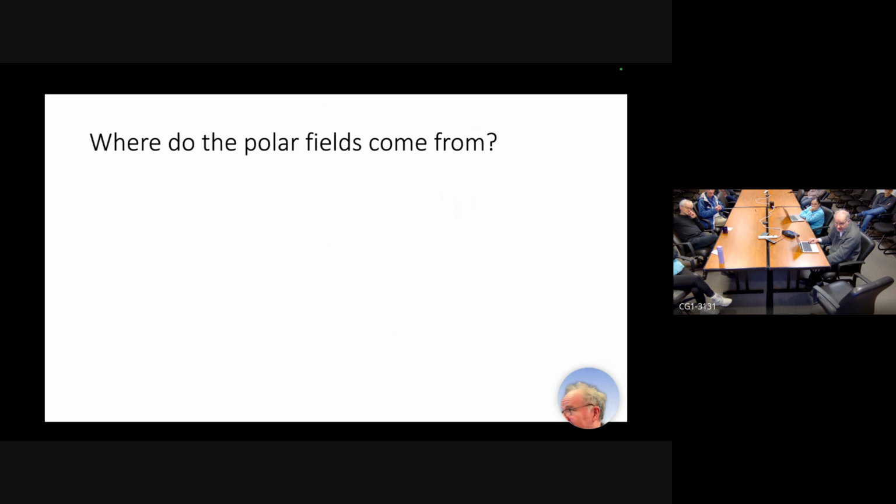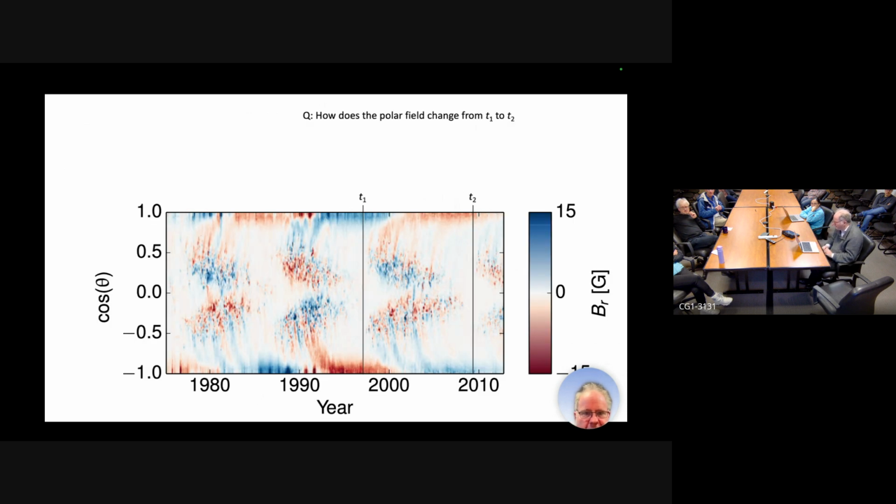The next question, and the part which this talk is more focused on, is where do these polar fields come from? If we have the polar fields, we will generate the toroidal field, and we will have flux emergence. We want to now understand where the polar fields come from, and we're going to simplify this question by asking how does the polar field change from one minimum to the next? So we avoid having to consider the details of the butterfly diagram, basically.